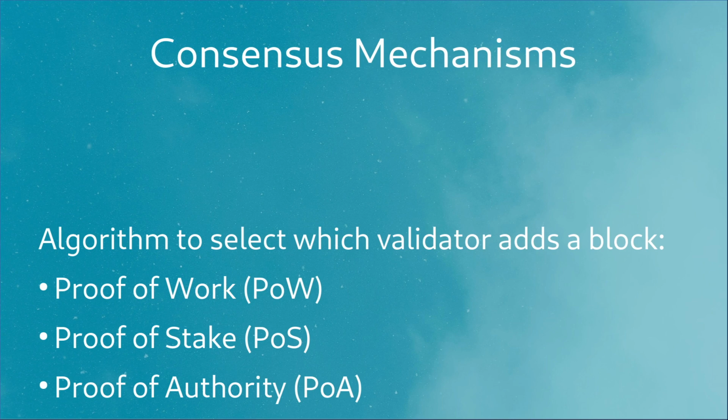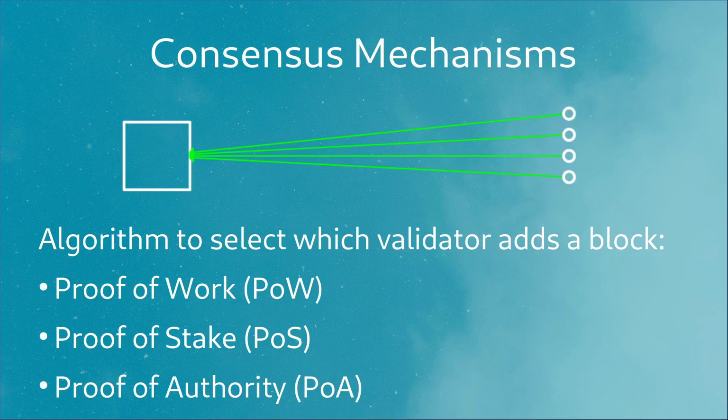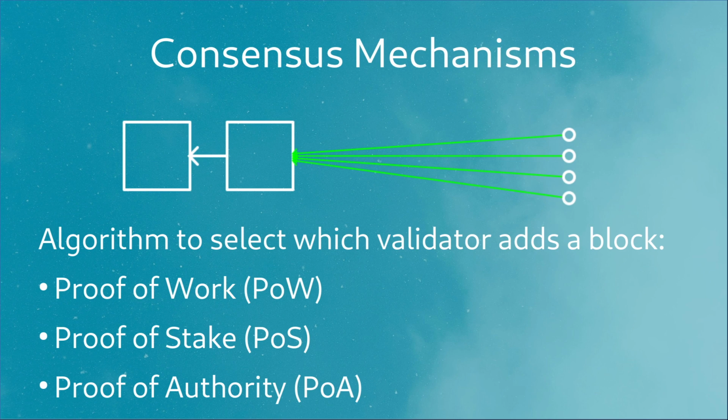A consensus mechanism is an algorithm that decides which validator can add a block to the blockchain. As we've seen before, a blockchain consists of a sequence of blocks and the validators agree on the latest block. A blockchain grows because a validator proposes a new block. He sends it to the other validators and they accept it. And this process is repeated.